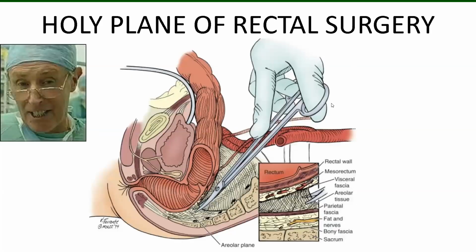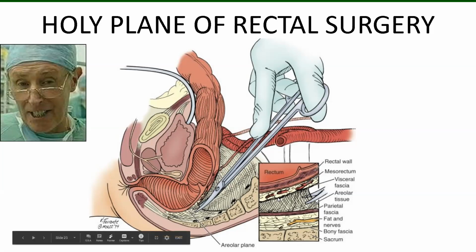Now, previously I have shown the different fascias of the pararectal space. This is actually the plane of dissection, otherwise known as the holy plane of rectal surgery. It is between the investing fascia of the rectum, otherwise known as the fascia propria, and the parietal pelvic fascia.